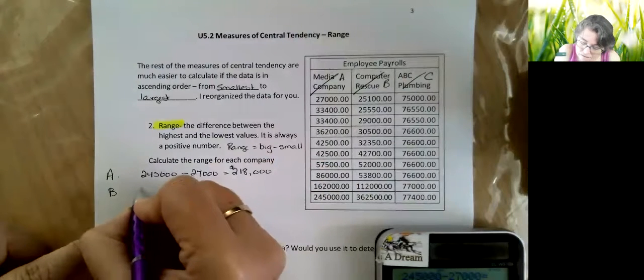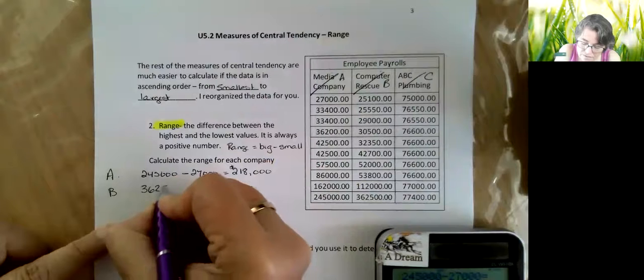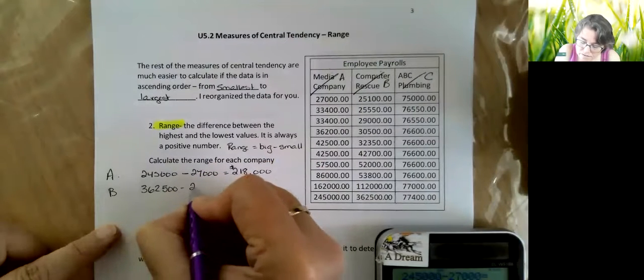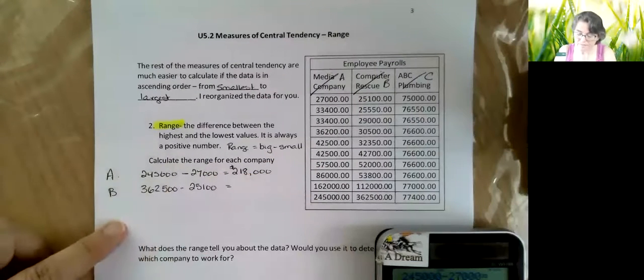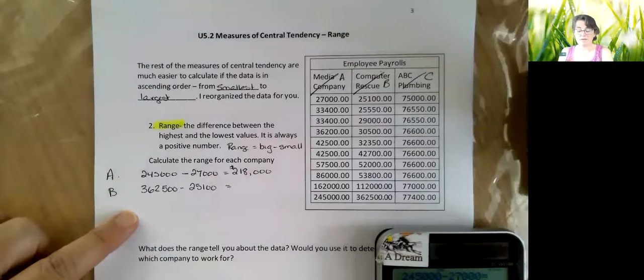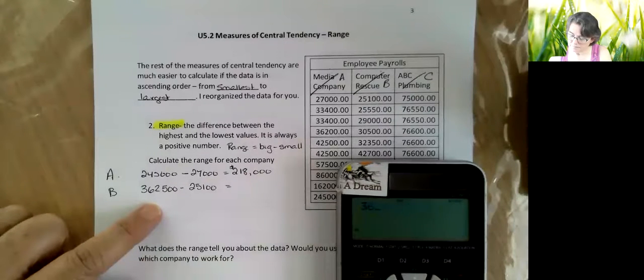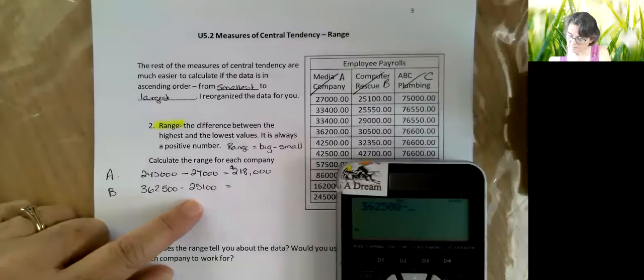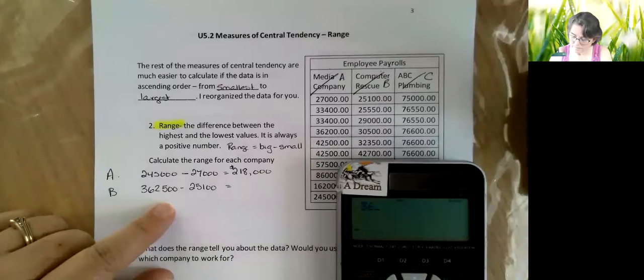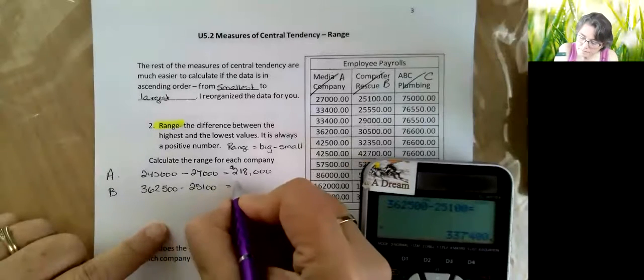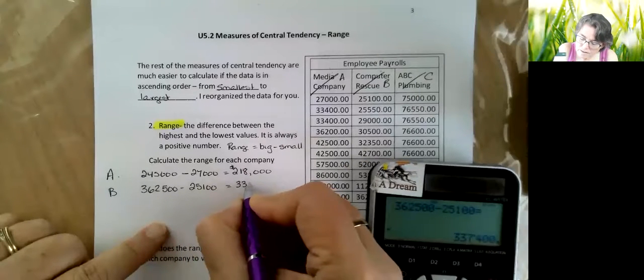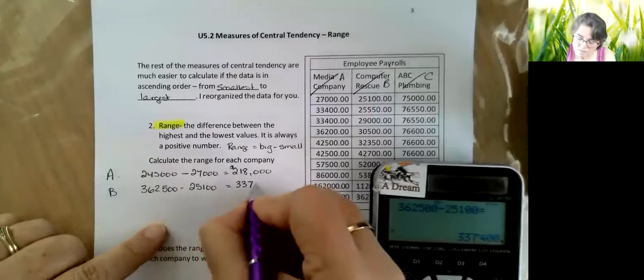So for company B, top guy, $362,500 minus $25,100. Sorry, I should be saying that more mathy. $362,500 minus $25,100 is $337,400.